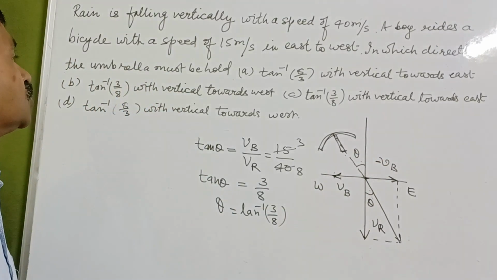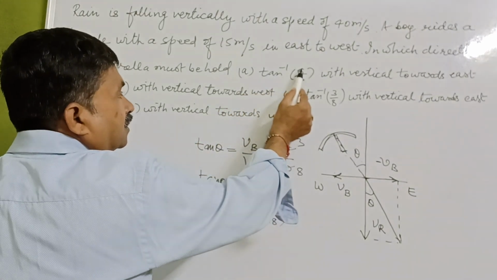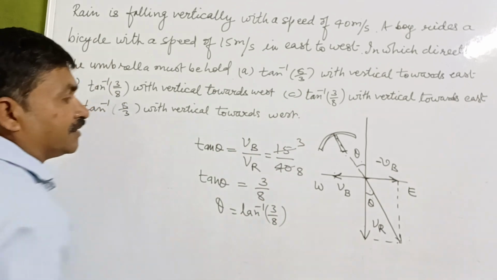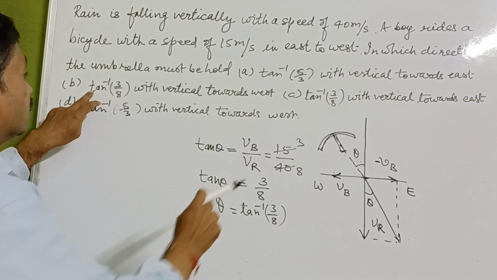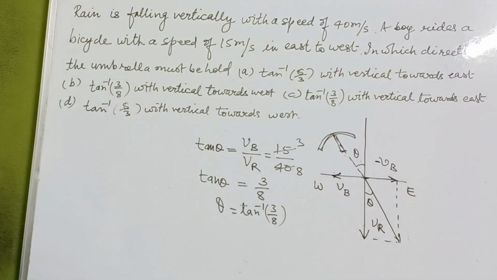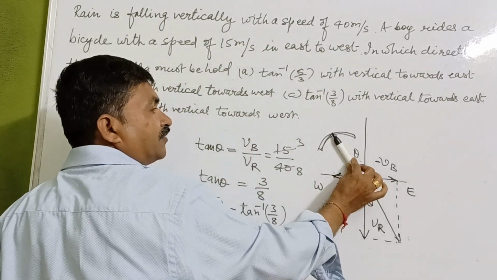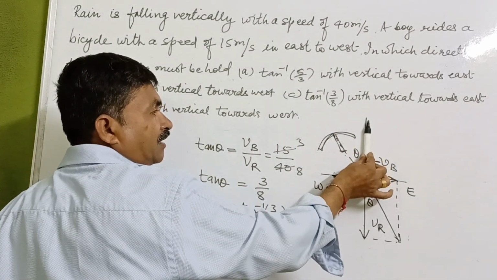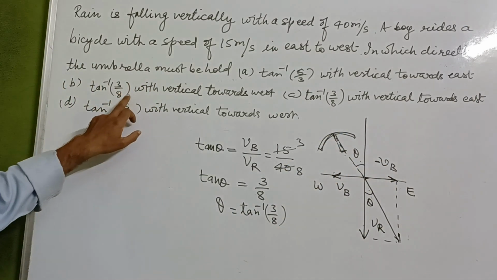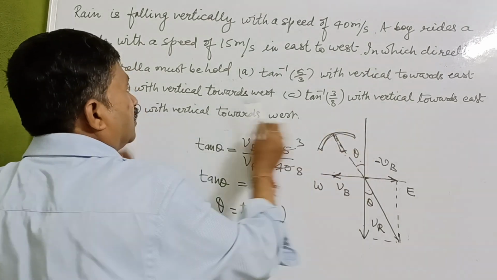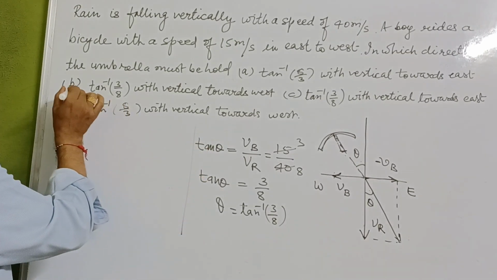3 upon 8. So if we go through the options, we have here tan inverse 8 upon 3. The answer which we have here is tan inverse 3 by 8, so the answer will be among these. He has to hold the umbrella making an angle theta with the vertical towards west. So tan inverse 3 by 8 with the vertical towards west. So B will be the correct answer.